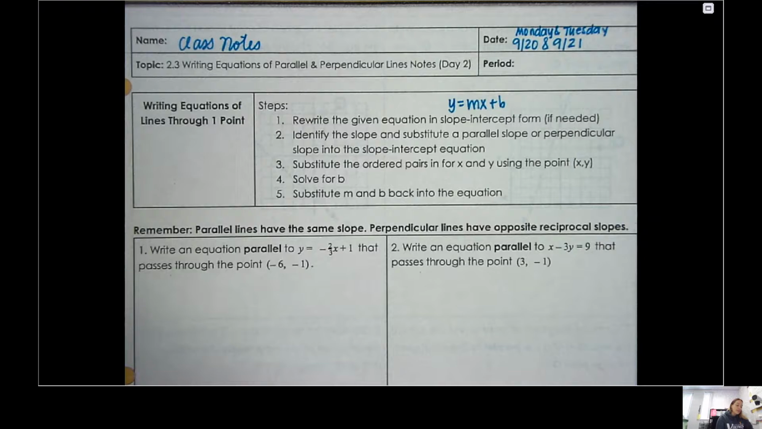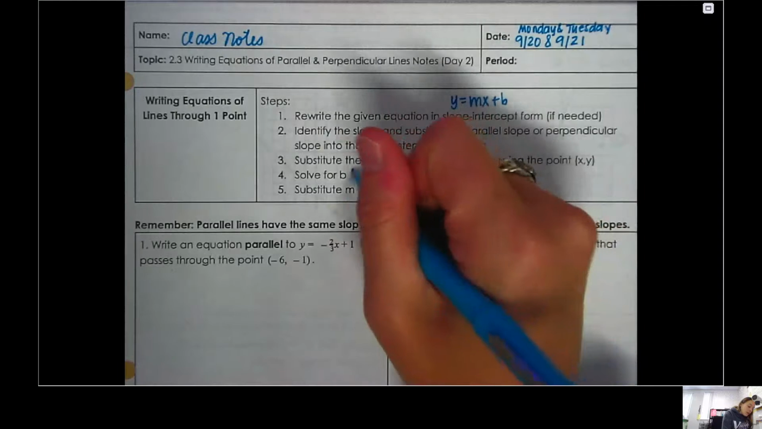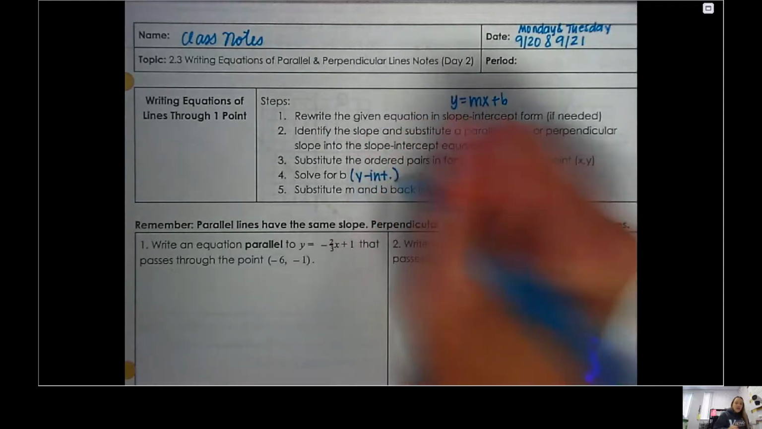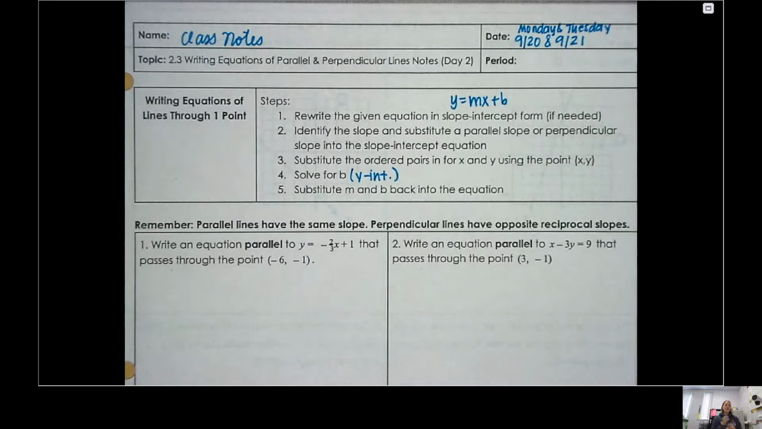Step 2, we're going to identify the slope, and we're going to substitute either a parallel or perpendicular slope into the equation. So depending on what the question asks me for, we're going to plug in the indicated slope. Step 3, we're going to substitute the ordered pair in to x and y into the equation. And then step 4, we'll solve for our b. We're going to solve for the y-intercept. We have to come up with a new y-intercept to write an equation. And then my final step is I'll take all the information that I know, plug it back into the equation to write one final equation.